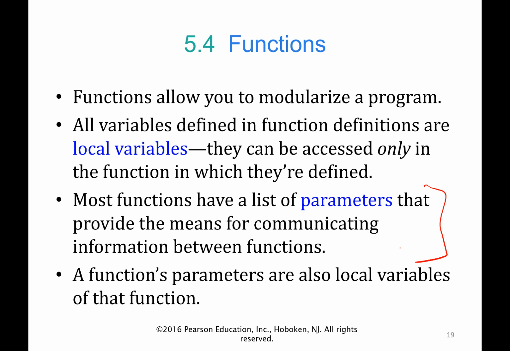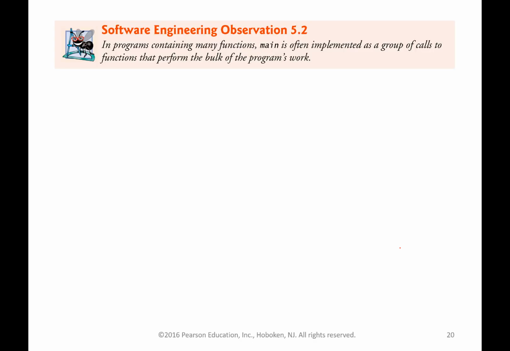It doesn't do any good to calculate the sine of the number if you don't give the function the number you want the sine of. So in many programs, main is an implementation of a group of calls to functions. This is a sign of a good, well-written program, that main itself has very little code in it.